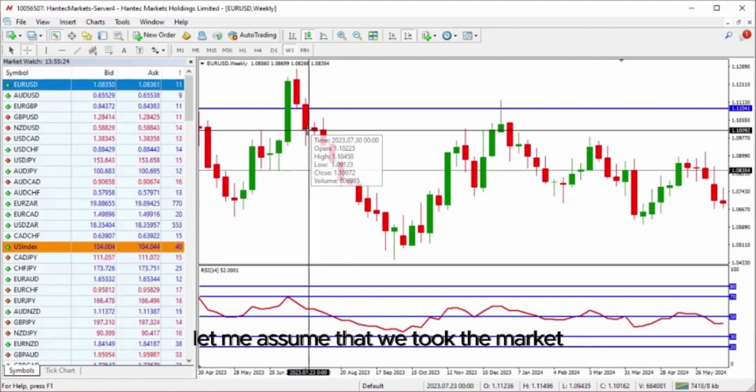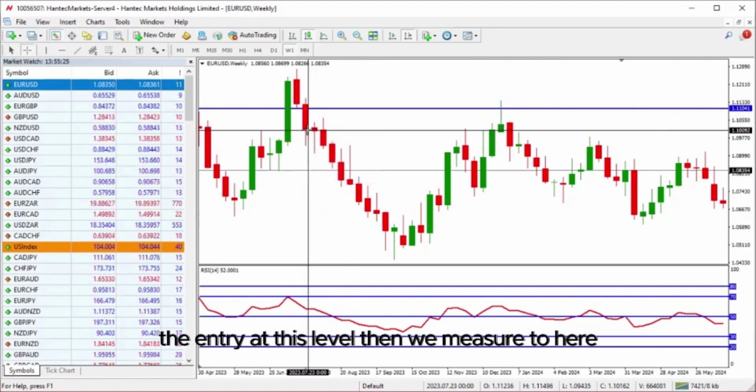If you are taking this trade, let's check how many pips the market moved. Let me assume that we took the entry at this level. Then we measure to here. This market moved about 502 pips in our favor.